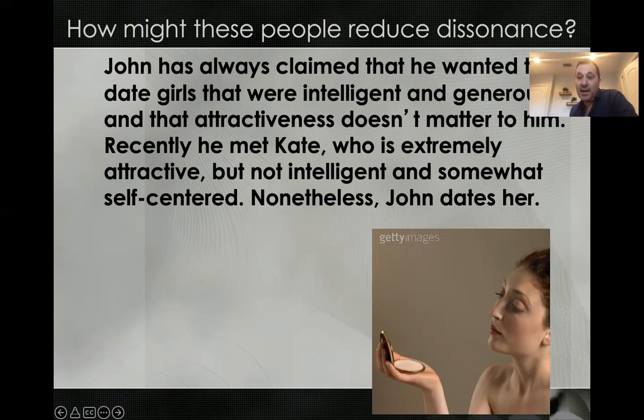Yeah, he could simply deny that she isn't intelligent. He could convince himself that she's more intelligent and more generous than she really is. He can kind of delude himself that way to make him feel like he's being consistent. Change his behavior, he could stop dating her. Yep, absolutely.